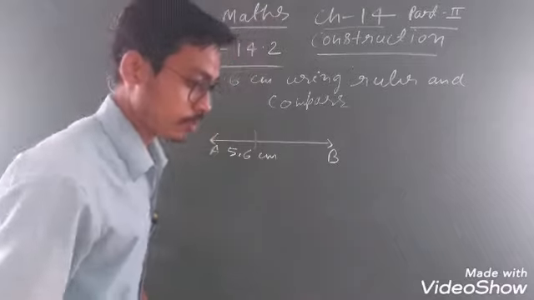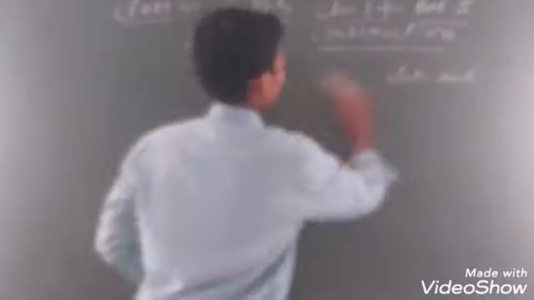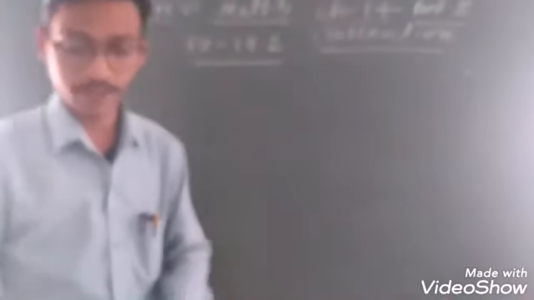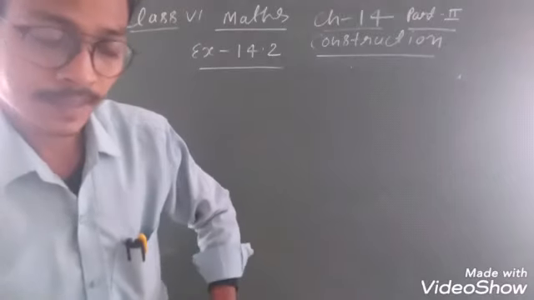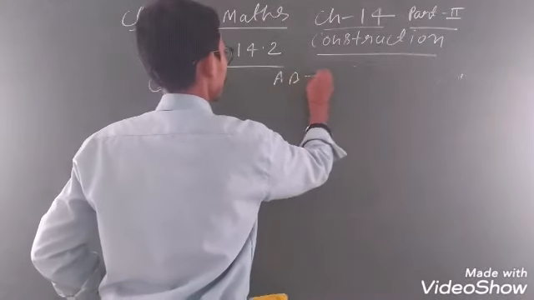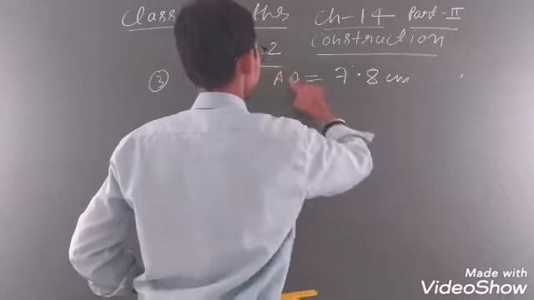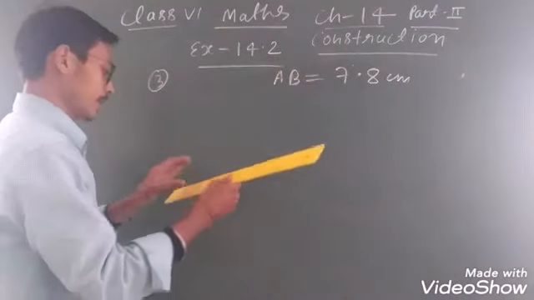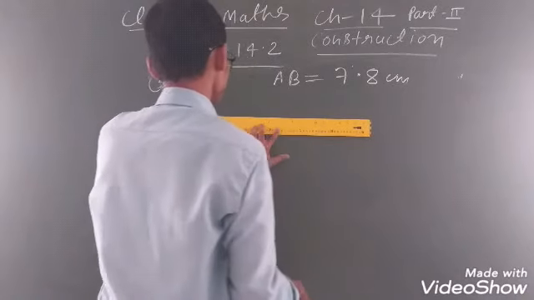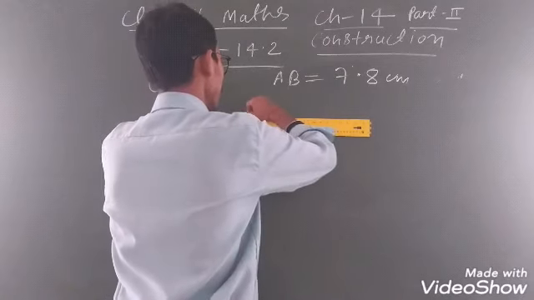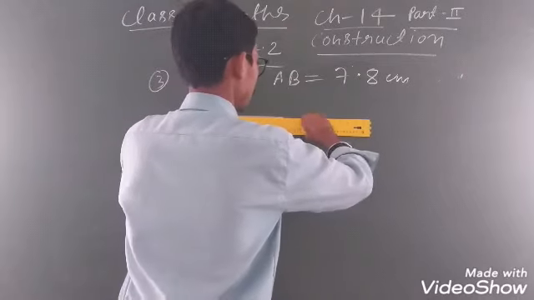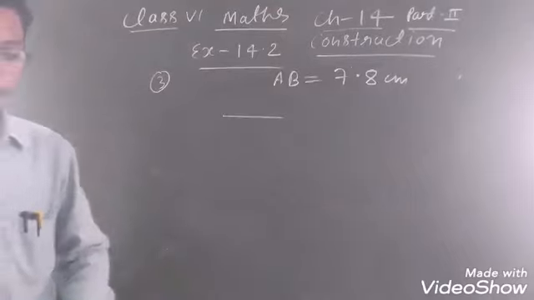Look, the next question is given, question number 3. Question number 3 is given, students. Construct AB of length 7.8 cm. So look, first you will draw AB of length 7.8 cm. Okay? Question number 3, AB of length 7.8 cm. So look, 7.8 cm AB is given. Look, 7.8 from here to here. Okay? This is about 7.8 cm.